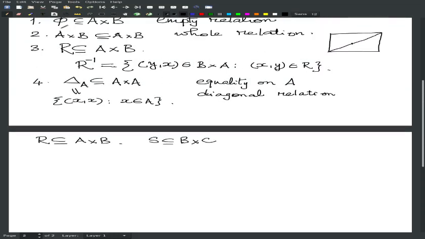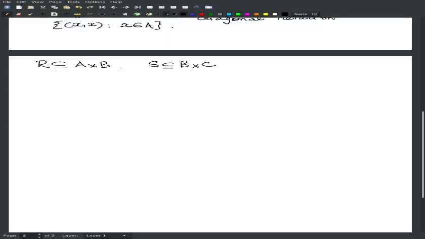Now, if R is a relation from A cross B, and S is a relation on, say, B cross C, we are going to make a new relation from this, and we usually write this as the composite relation. It is called the composite relation. We usually write this as S composed R. So S is first and then R.